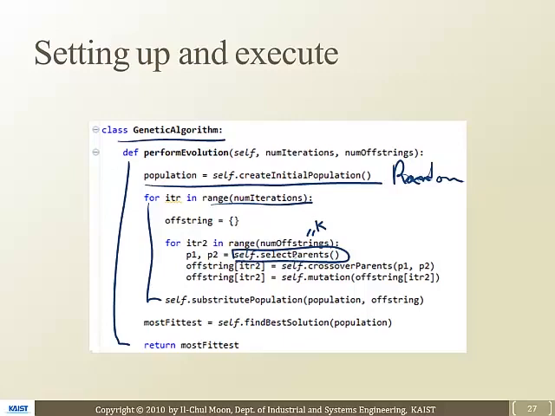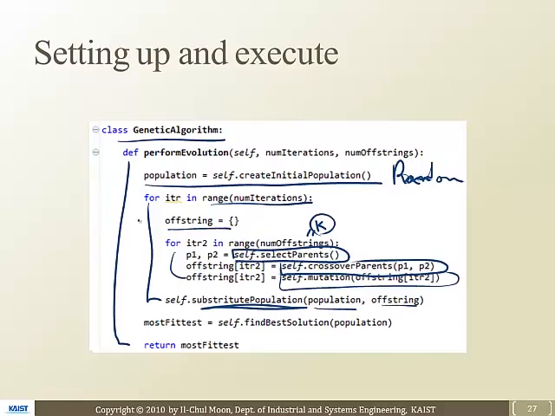And you want to select parents. You want to perform the crossover. You want to perform the mutation. And you want to create this K number of new solutions, offspring. And then you want to substitute them into the previous population. After running through the number of iterations, you want to find the fittest solution, and you are going to return it.